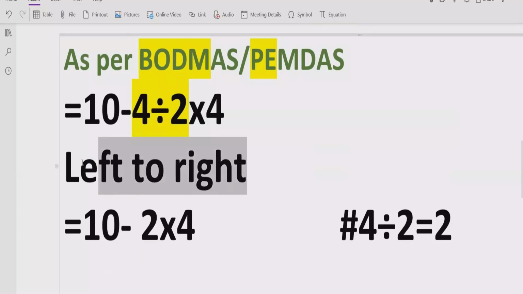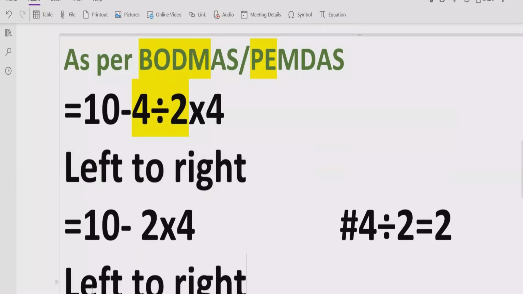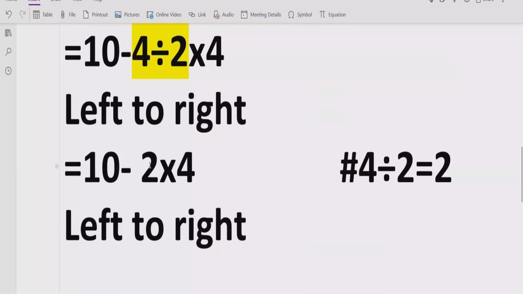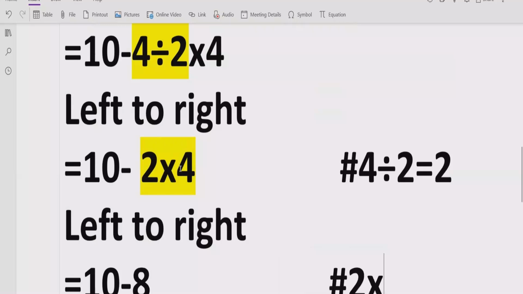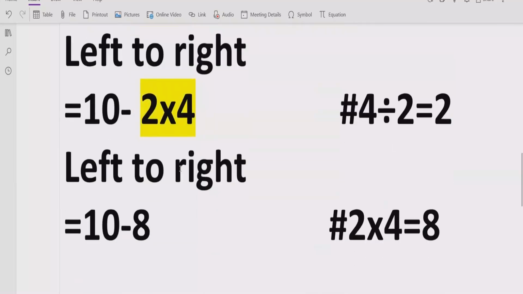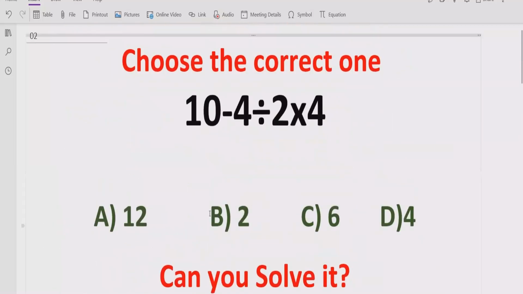Now we go again left to right and find multiplication and division. Now we have this multiplication, so we will solve this one, which gives 10 minus 2 for the 8. Here I give the reference: 2 multiplied by 4 equals 8. Now, moving forward, we have two terms subtracting each other. So the answer is 10 minus 8 equals 2. So the answer of the given expression is 2. If you see the answer list, answer B is the correct answer.